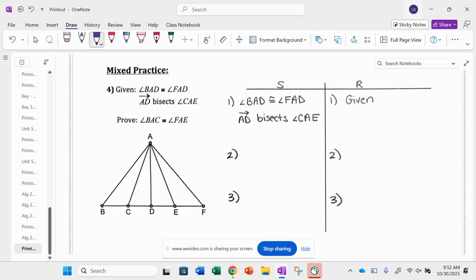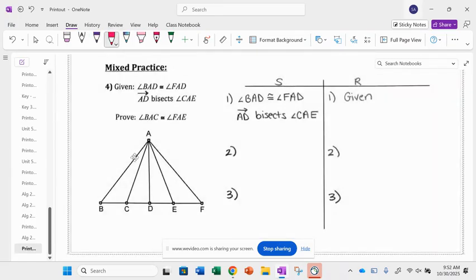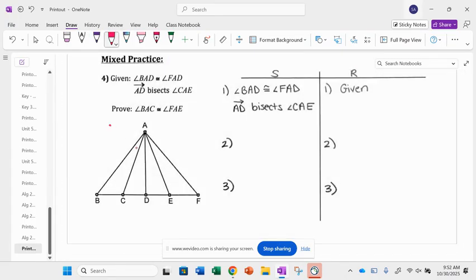So it says angle BAD, so I have to mark it, is congruent to angle FAD. So BAD, why is it not writing? This angle right here, BAD, is congruent to angle FAD, which I'll put right here. Everybody okay with that first marking that I made? Okay, now it says that AD bisects angle CAE.